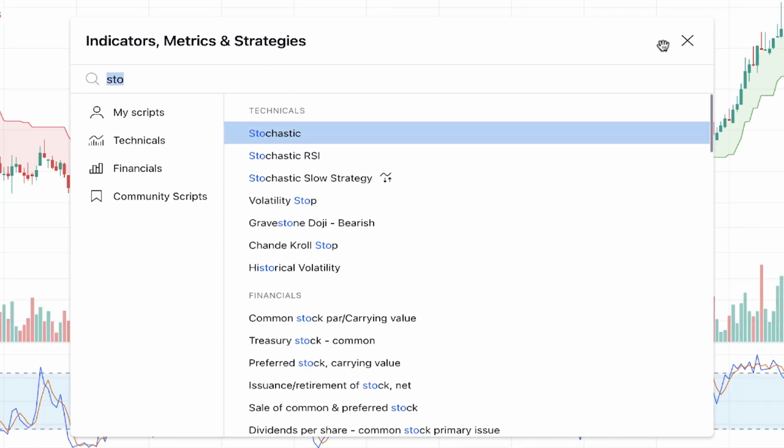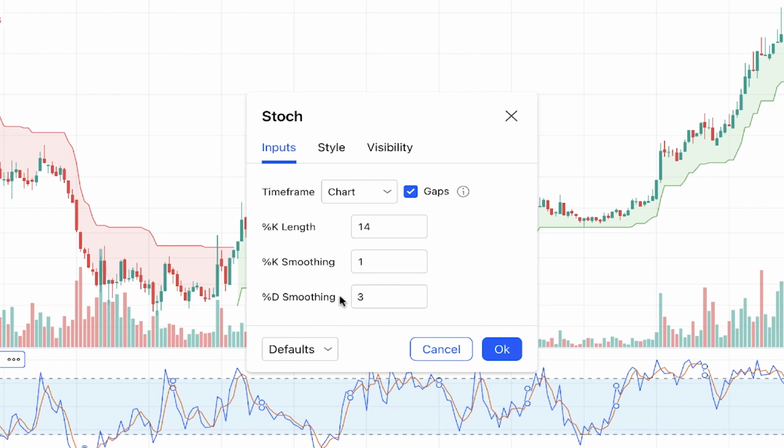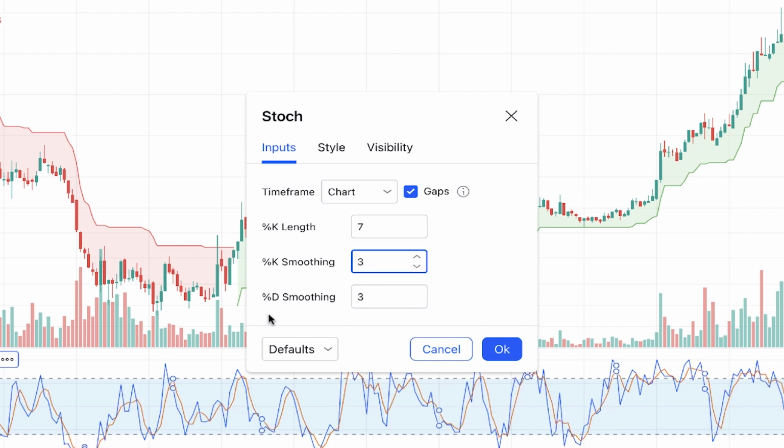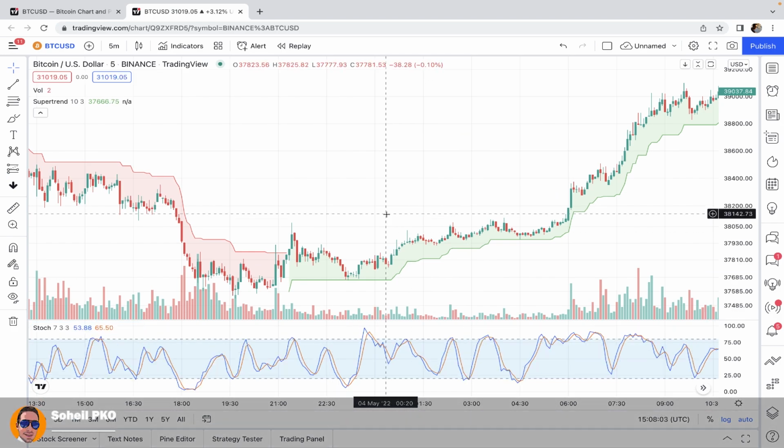For this indicator, we must change its settings so it can better match with this low time frame and our analytical approach. For the K% length, we set 7, and for the K% smoothing, we set 3, and for the D% smoothing, 3 is okay. We click on OK. And here we go. Alright, now everything is set and let's see how we trade based on this strategy.